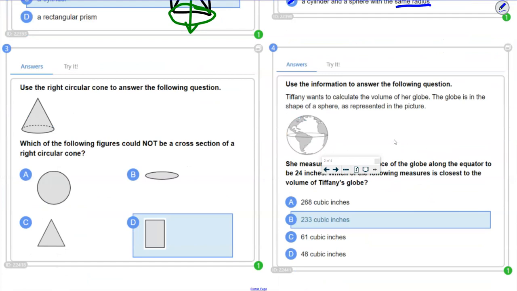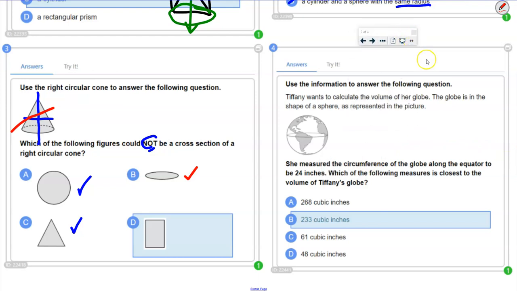Number 3, use a right circular cone to answer the following questions. Which of the following figures could not be a cross-section of a right circular cone? So obviously if we cut it this way, we would get the circle. If we cut it straight down through the middle, we would get the triangle. If we cut it at an angle like that, we would get our oval. So the one we would not get is a rectangle.